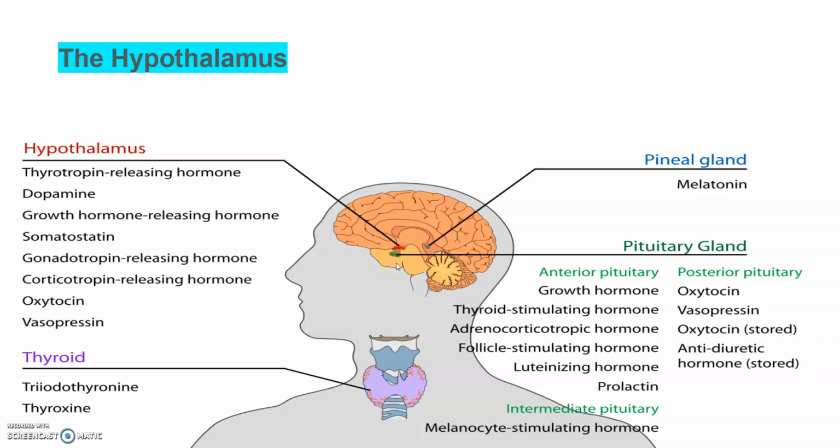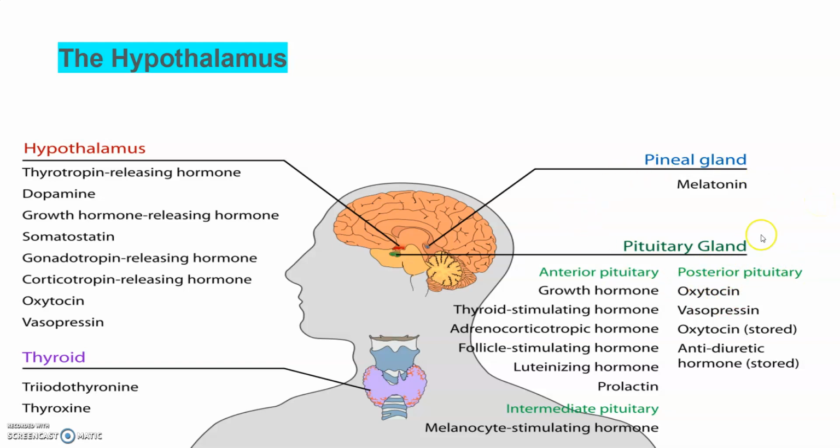These hormones originate in the hypothalamic neurons, and they reach the pituitary gland through a portal circulatory system, and they regulate the function of the anterior pituitary. The posterior pituitary is under the direct neural regulation of the hypothalamus.